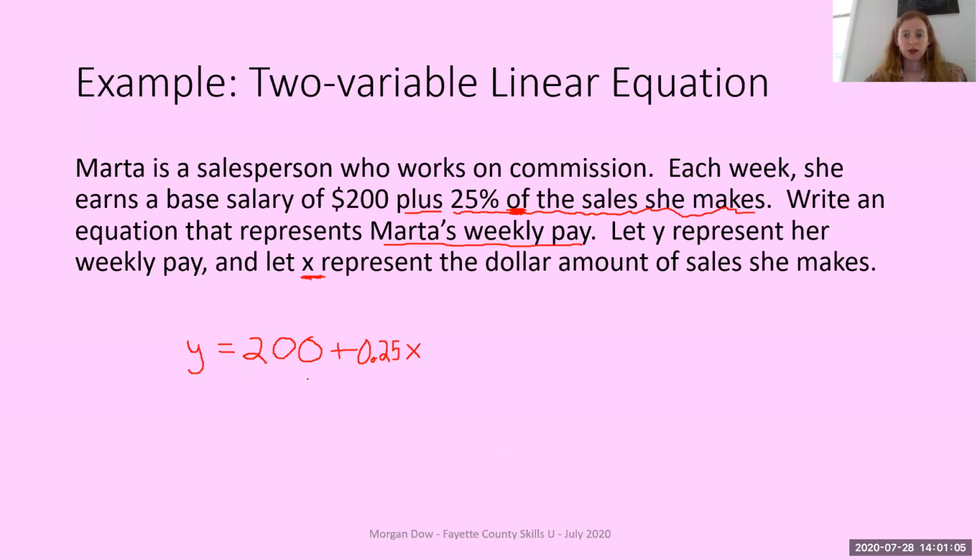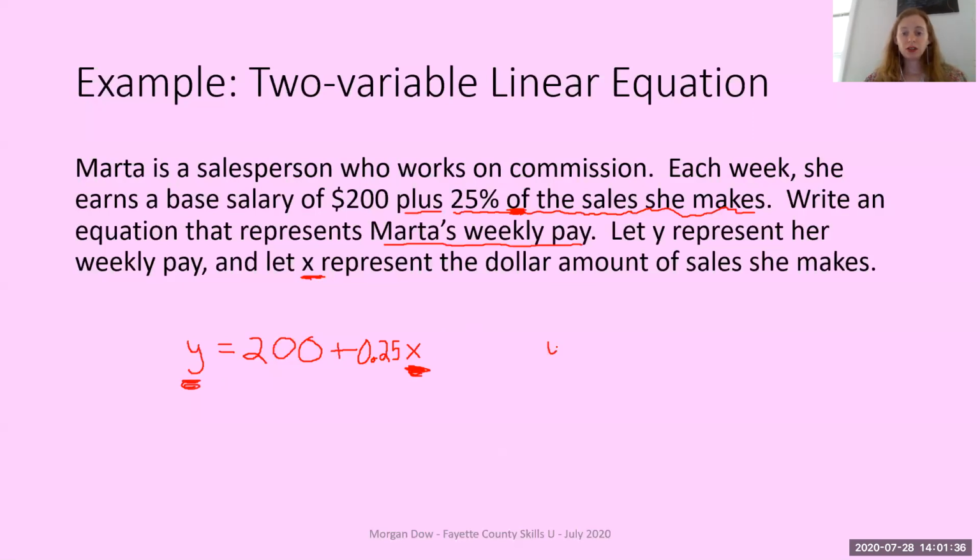So in summary, Marta's weekly pay is going to be equal to her base salary plus 25% times the total sales that she makes for her company. So this is a 2-variable linear equation that shows the relationship between the amount of sales, the amount she makes in sales, and her total pay for the week.